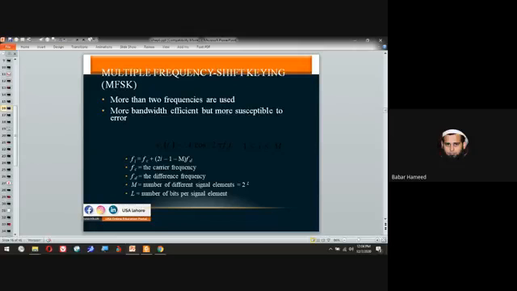That is, they can be 00, 01, 10, 11. And for 3 bits, if the number of bits per signal element is 3, then the number of different signals will be 2 raised to power 3, which is 8. Similarly, if the number of bits per signal element is 4, then the total number of different signal elements will be 2 raised to power 4, which is 16.